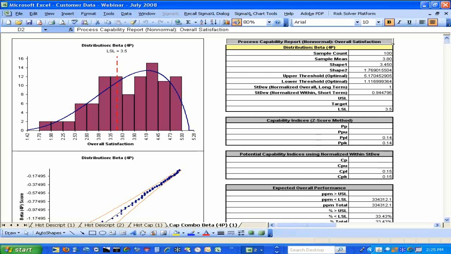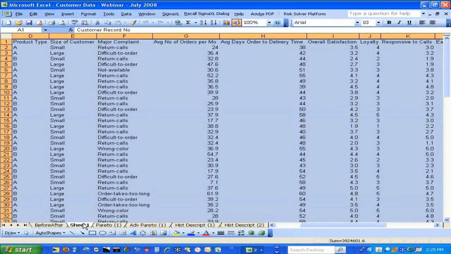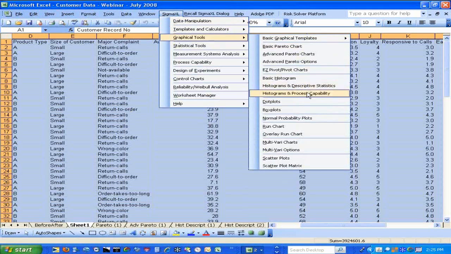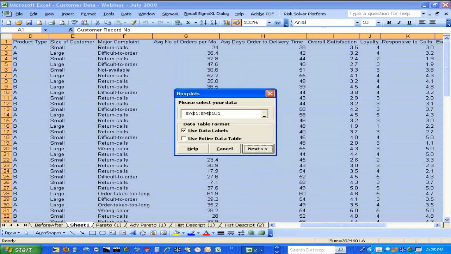One of the tools that is very nice for this, with a continuous y and a discrete x, is the Boxplot. And so I'm going to run graphical tools, and we'll look at Boxplots.